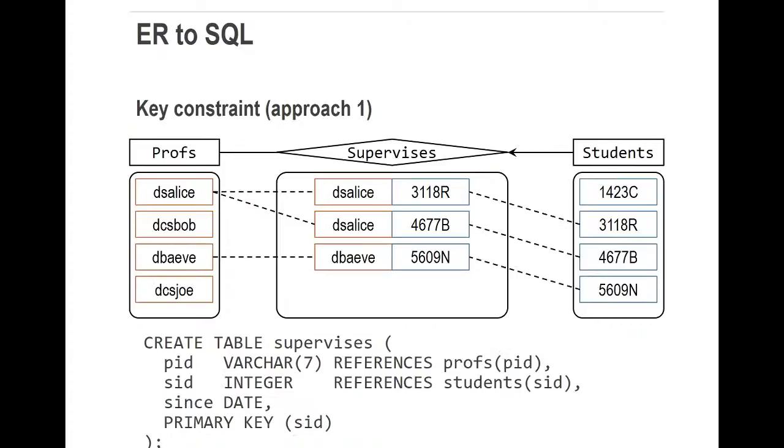If you have a key constraint, there are two approaches that you can use. This one assumes, the approach one assumes that profs and students are already defined. Okay? They are already created as a separate entity. If you have that, then the main difference is that the primary key will just have to be SID. Okay? Because the student basically can be involved at most once.